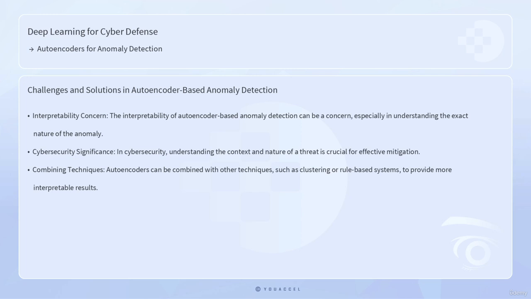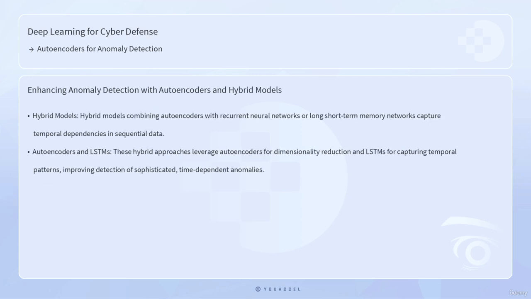The integration of autoencoders with other machine learning and deep learning techniques has shown promise in enhancing their effectiveness for anomaly detection. For instance, hybrid models that combine autoencoders with recurrent neural networks or long short-term memory networks have been developed to capture temporal dependencies in sequential data, such as network traffic logs or user activity sequences.